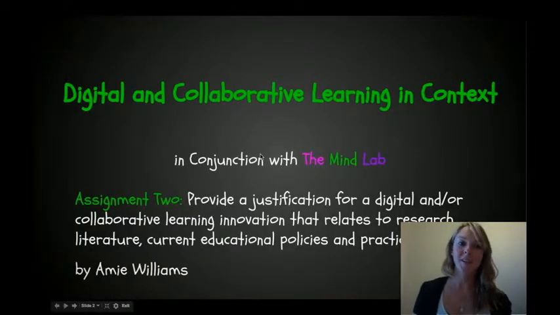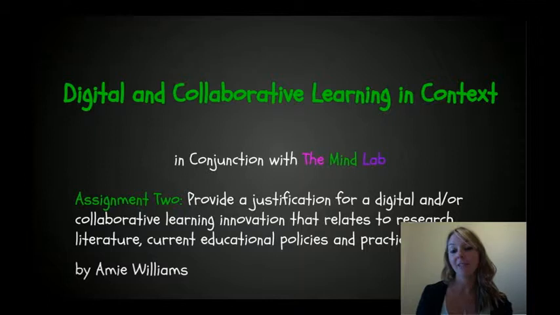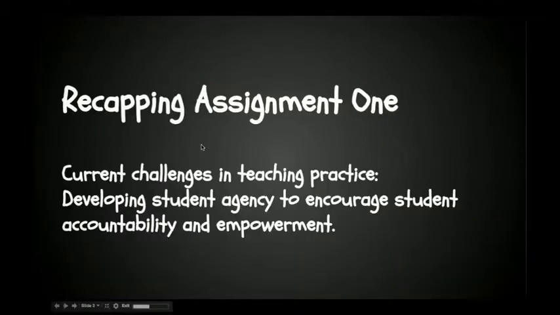So we're back here again. Welcome back to Digital and Collaborative Learning in Context. Assignment 2 is asking us to have a look at and provide a justification for a digital and/or collaborative learning innovation that relates to research, literature, current educational policies and practice. So that's what I'm about to do next.